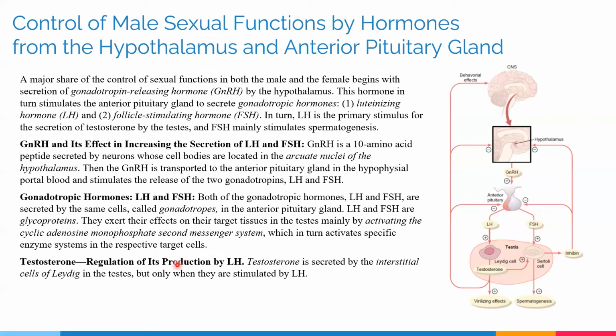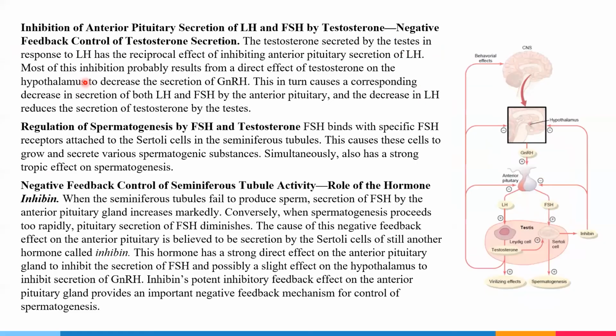Testosterone and its regulation of its production by LH. Testosterone is secreted by the interstitial cells of Leydig in the testis, but only when they are stimulated by luteinizing hormone. Next, we look into the inhibition of anterior pituitary secretion of LH and FSH by testosterone, which serves as a negative feedback control of testosterone secretion.